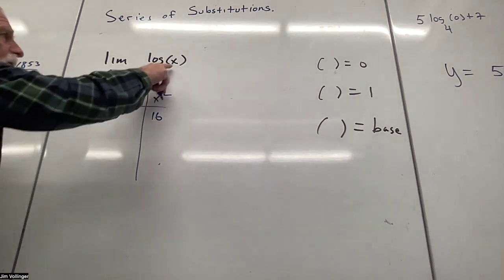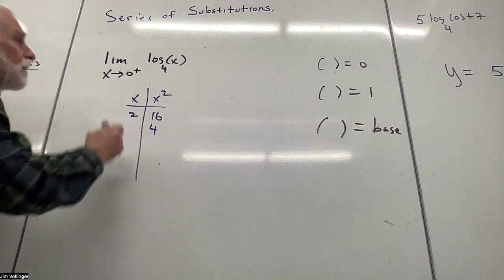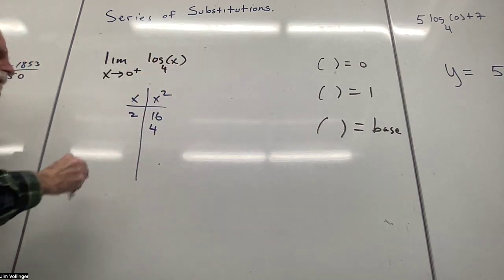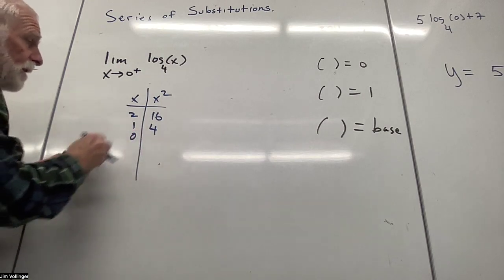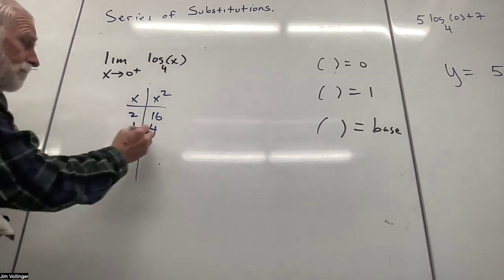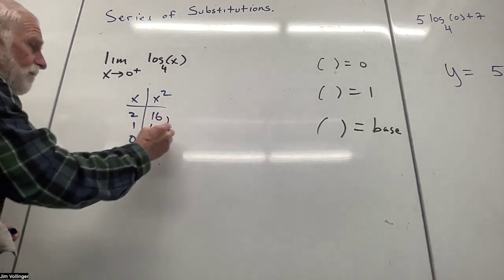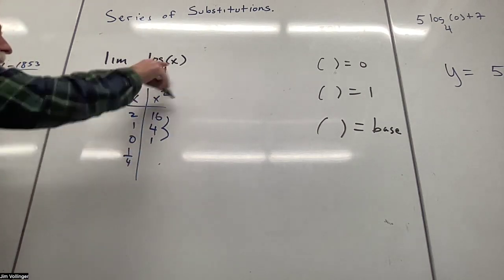Okay, what's the exponent on top of 4 to get 16? 2. Then I'll drop to 4. What's the exponent you put on top of 4 to get 4? 1. Then I'll go to 0. Okay, we've already got a nice pattern here, right? I think 0 is going to get me 1, right? I think I'm dividing by 4 here. Okay, I think the next one's going to be 1/4.